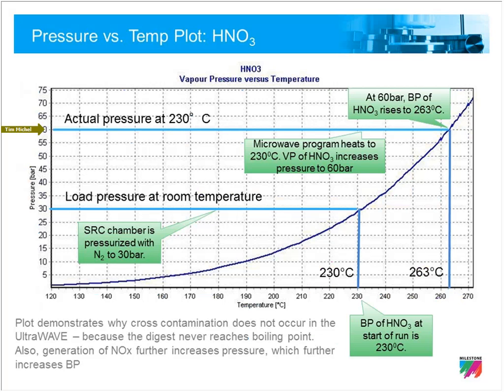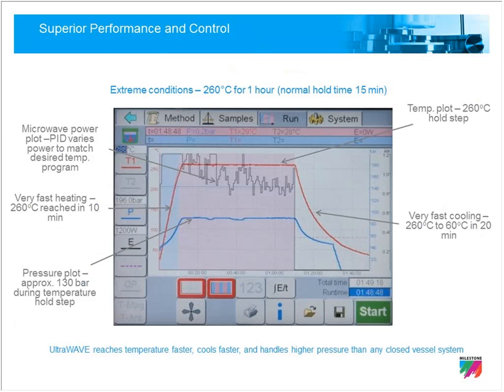At 60 bar of pressure, nitric acid boils at 263 degrees C. So again, what this pre-pressurization allows us to do is use loose fitting covers, as well as eliminate crossover contamination from vial to vial. In terms of programming, I'll go through this slide real quickly.